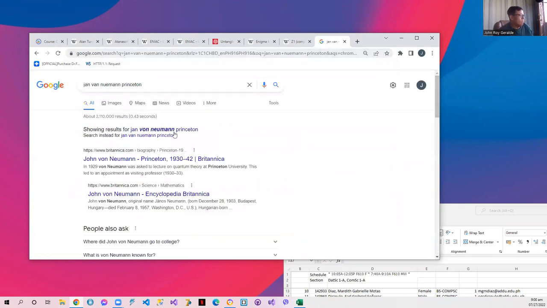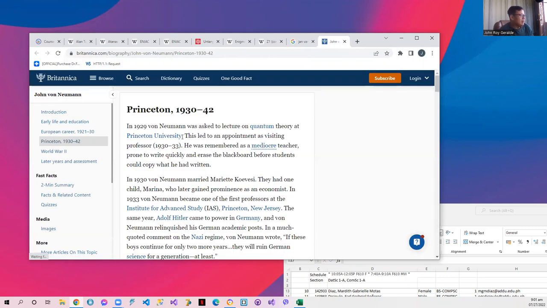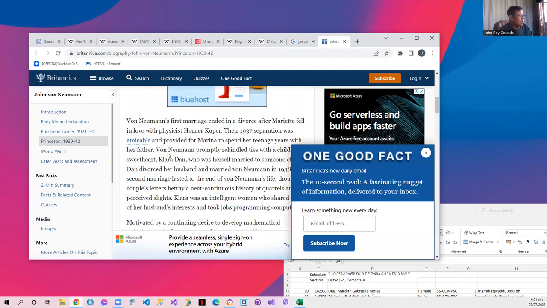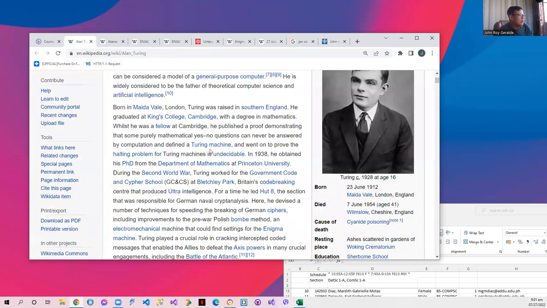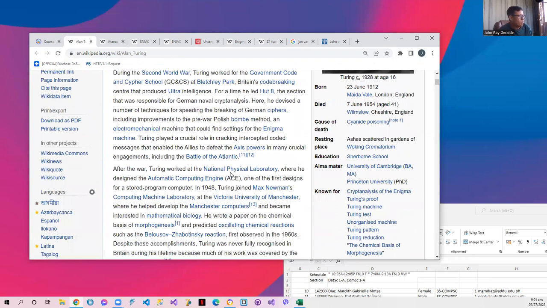From 1930 to 1942, John von Neumann was a lecturer on quantum theory at Princeton University, from 1930 to 1933, before the war. And Alan Turing was a PhD student at the university in 1938. They almost overlapped. He obtained his PhD degree in 1948.